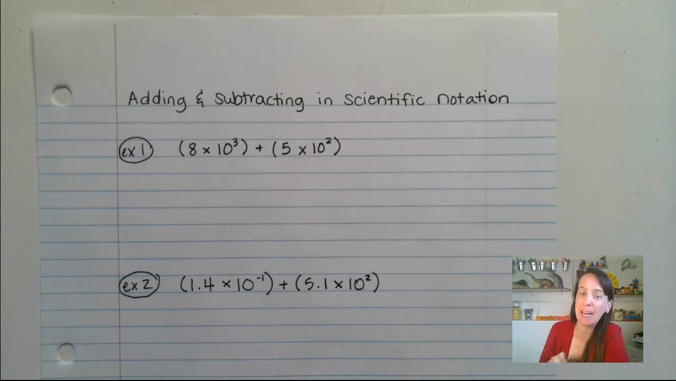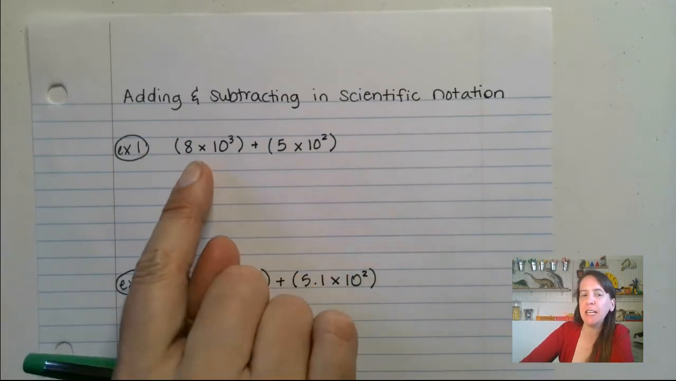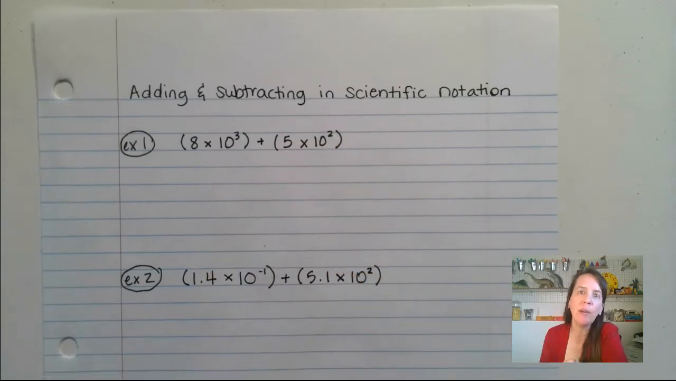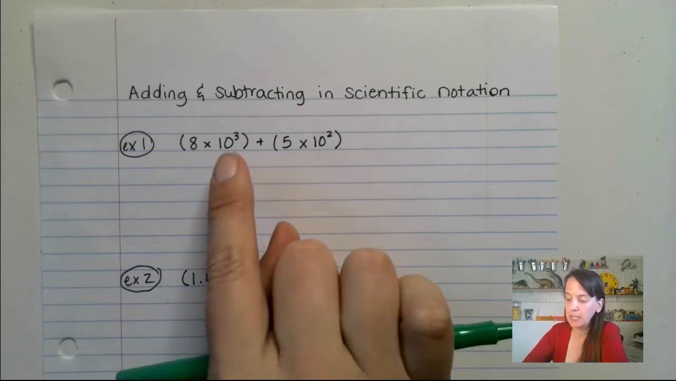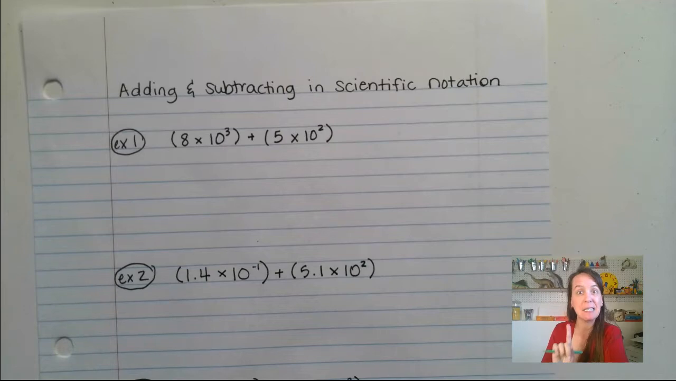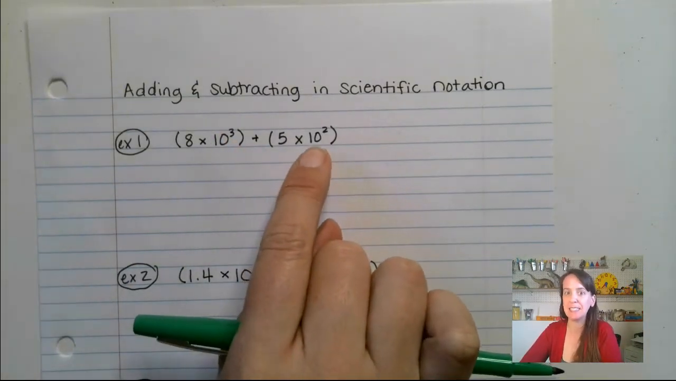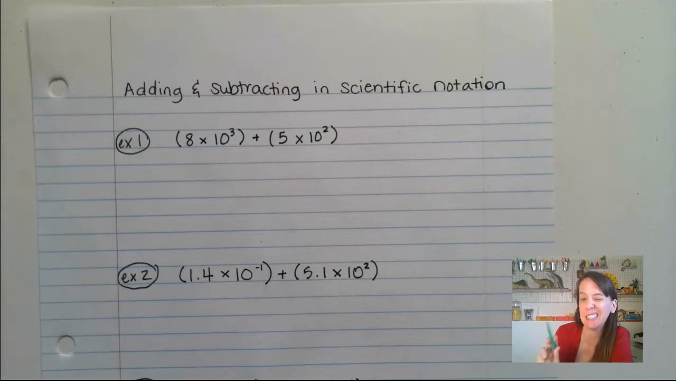Make sure to take notes as we're going along with this. Today we're going to be talking about adding and subtracting in scientific notation. In this first example, you'll see we have 8 times 10 to the third plus 5 times 10 squared. The only way that you can add and subtract in scientific notation is to make sure that your tens, this part of your scientific notation, has to match. So we either need to fix this first one or we need to fix this second one. And I'm going to go ahead and fix that second one.